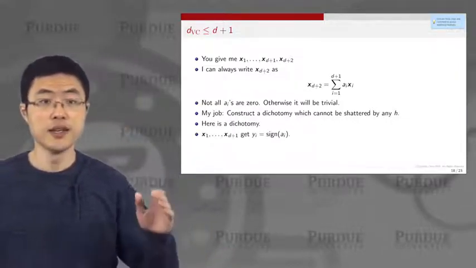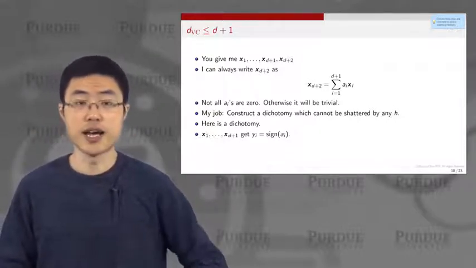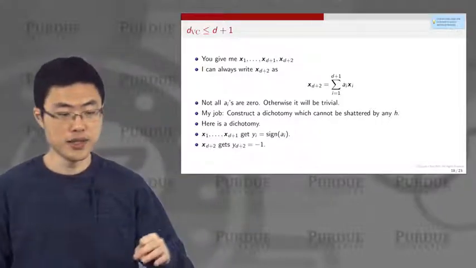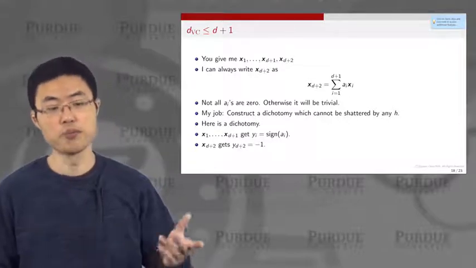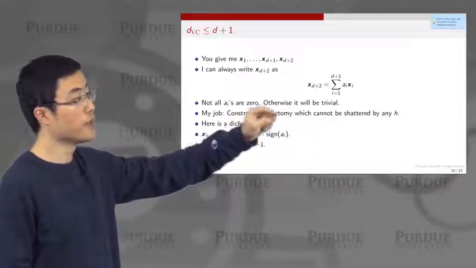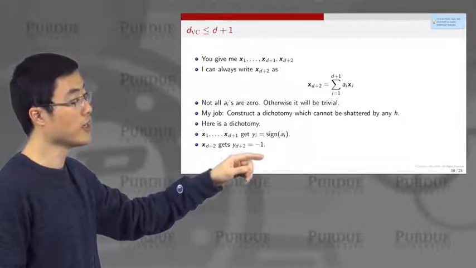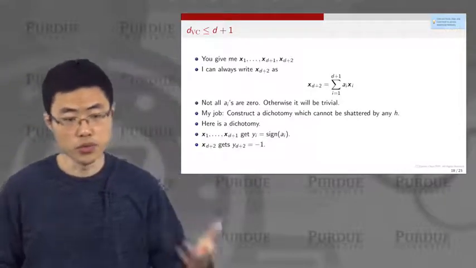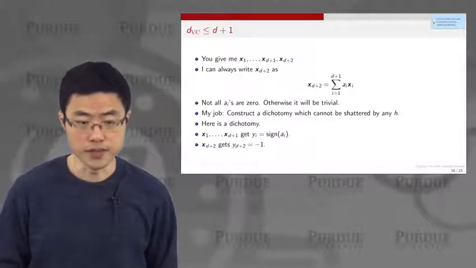Okay, so let's say your x1 through x(d+1) will get y_i equal to the sign of all the a_i's. And then x(d+2) will get y(d+2) equal to minus 1. And now you go back to the equation here. If all the y's are the signs, and then the last one is minus 1, then you will not be able to shatter the d plus 2 data points.